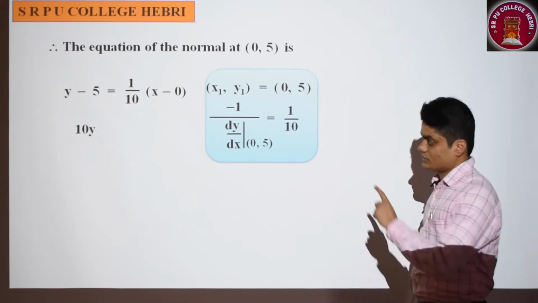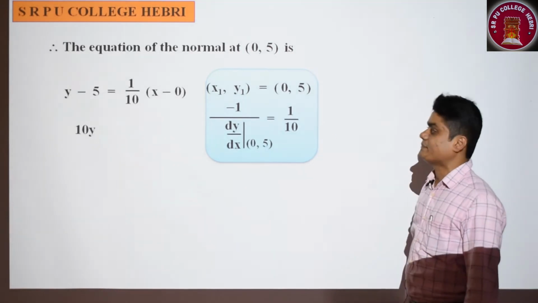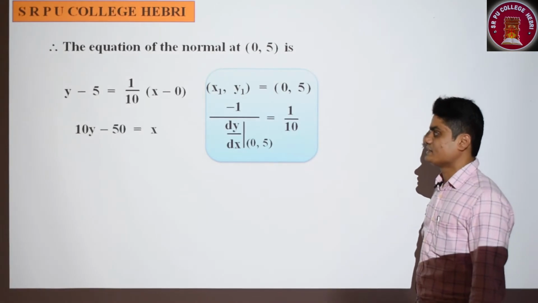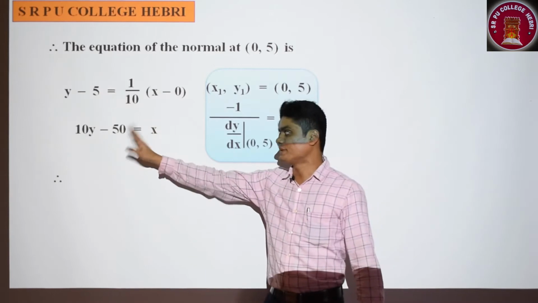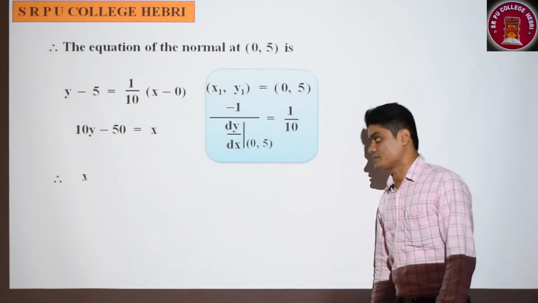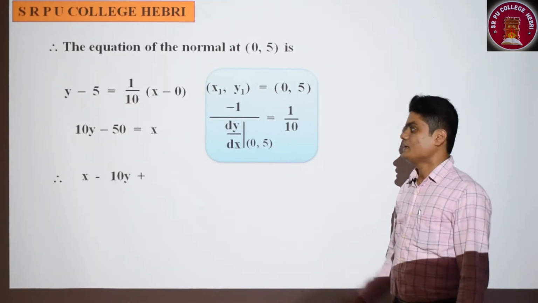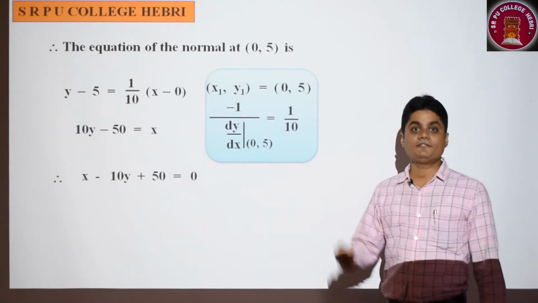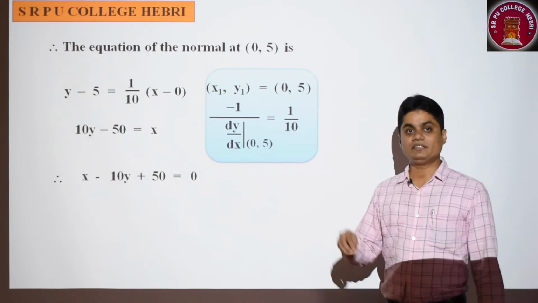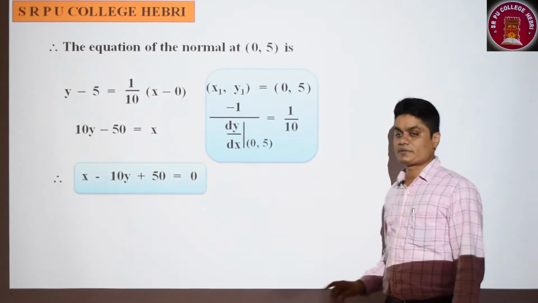So substitute, then cross multiply: 10y minus 50 is equal to x, right? Since the right hand side is positive, bring everything from the left hand side. So it becomes x minus 10y plus 50 equal to 0. What does this represent? The equation of the normal to the given curve. So this represents the equation of the normal.